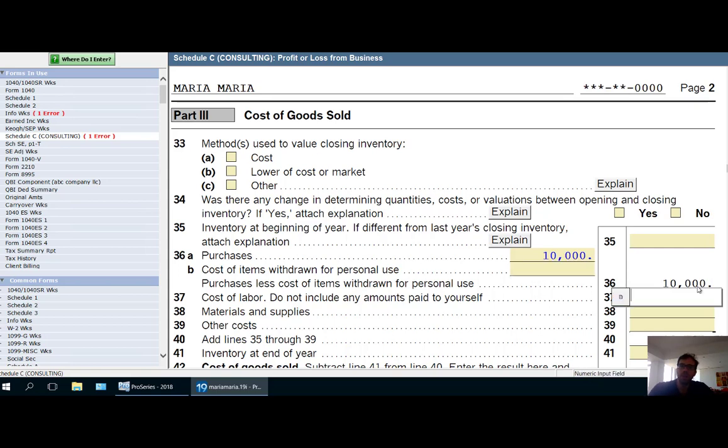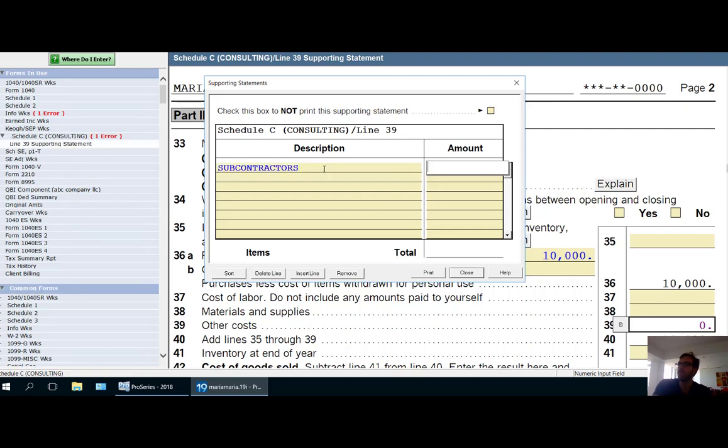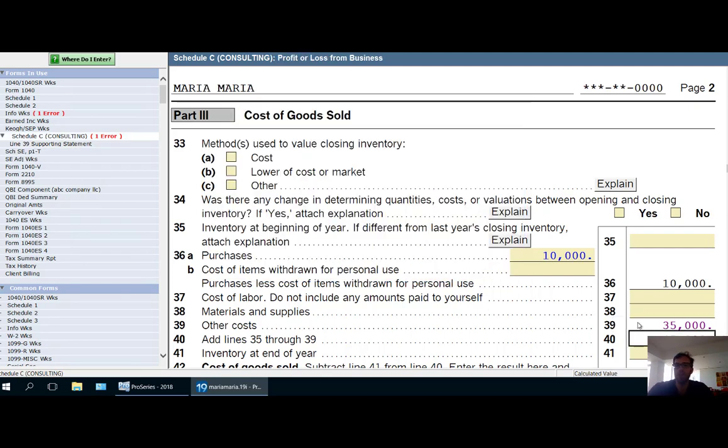Labor, here's cost of labor. This labor cost is really for if you have W-2 wages that you're putting under cost of goods sold, if you have employees that work for you. If you don't, she just had some subcontractors, and we called it labor on the P&L, you would just put that under other costs. So we're going to do that here, subcontractors, and that was $35,000. So she's got $45,000 of cost of goods sold.